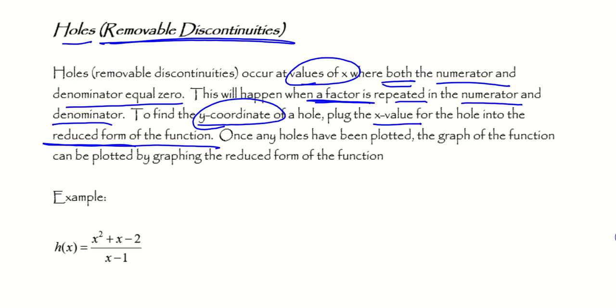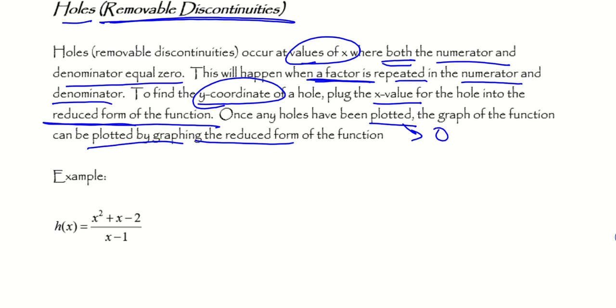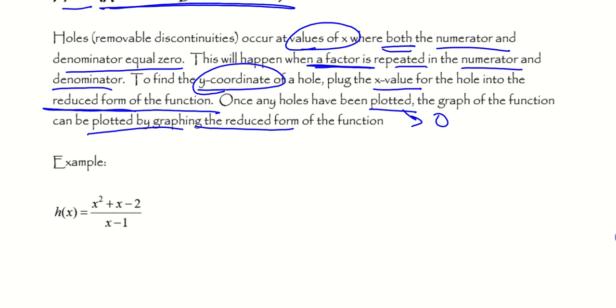We plot holes as open circles on our graph instead of closed dots. And once we've plotted those holes, then we can just focus on the reduced form of our function for the rest of the graph. So here's an example. I've got h of x, which is a quadratic polynomial on top, linear on the bottom, and we're going to start by factoring this. So x squared plus x minus 2 will factor as x plus 2 times x minus 1. My denominator is x minus 1.